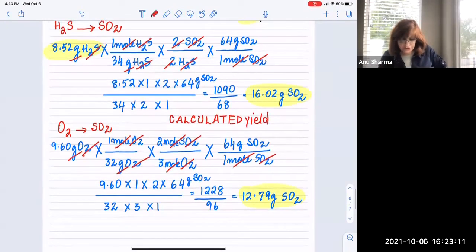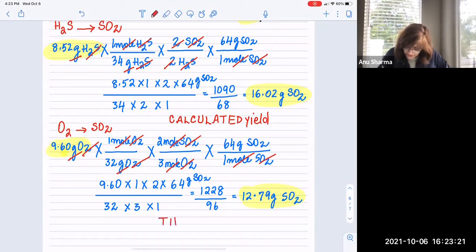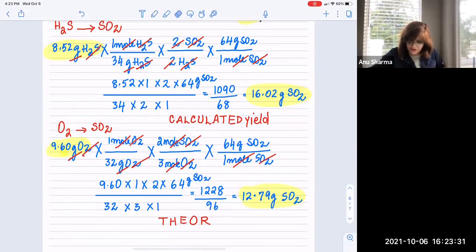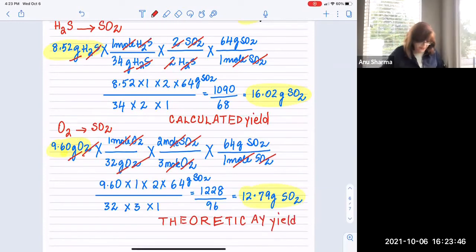Next, oxygen is larger in amount, 9.60, but it's giving you less product. So this becomes the theoretical yield. No matter the amount, the entity that gives you the lesser product is always going to be the theoretical yield. Theoretical yield is, in theory, if all goes well, 12.79. So that kind of question can be asked.